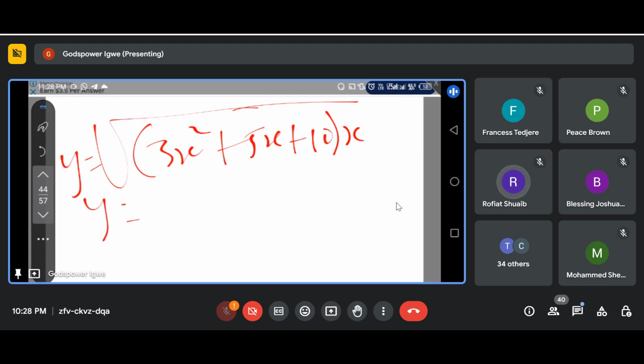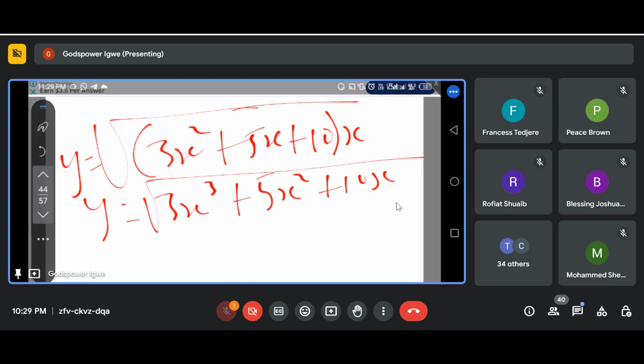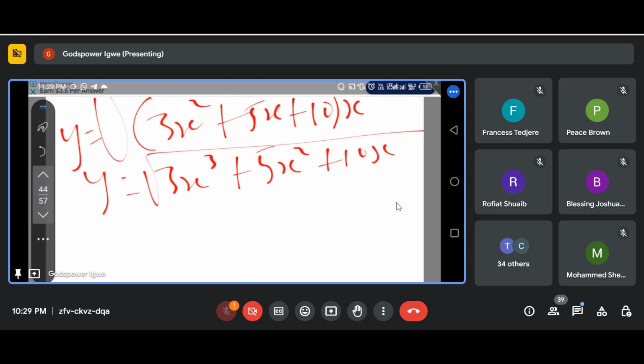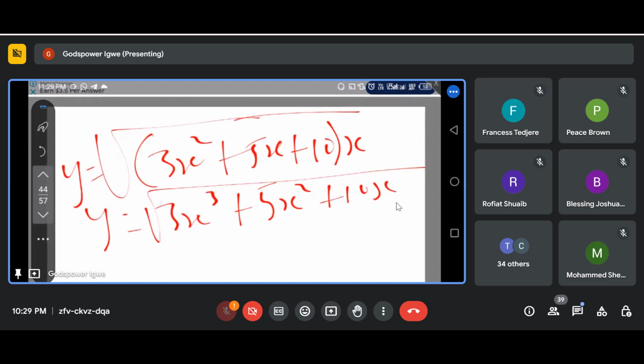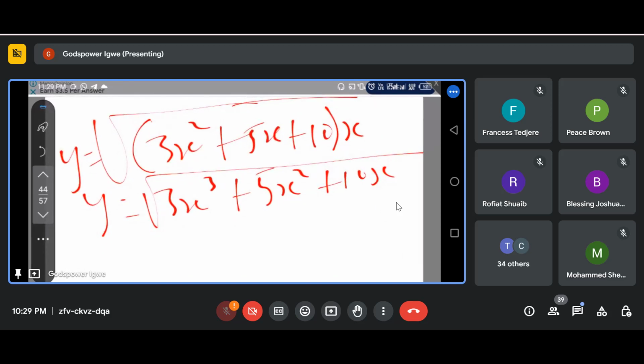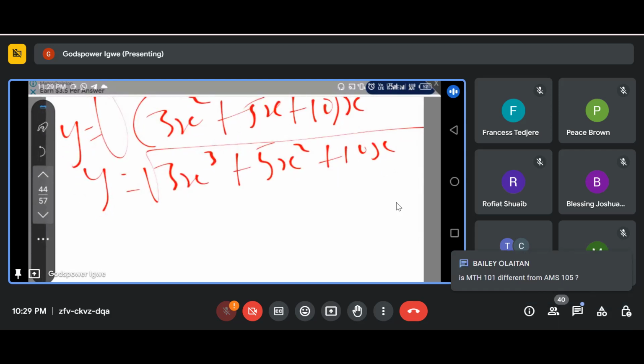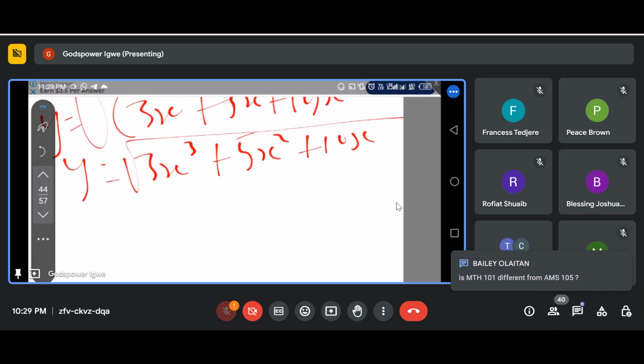Y is equal to 3x cubed plus 5x squared plus 10x, all in square root. So what do you want us to do with this now?